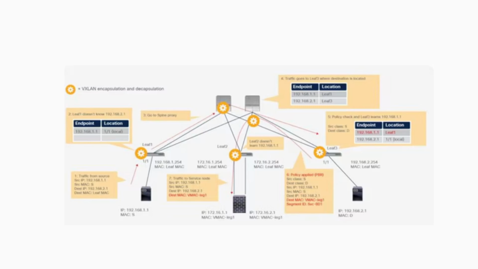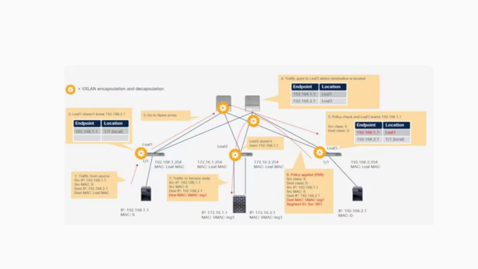This diagram shows an example in which the client EPG is a consumer EPG and the web EPG is a provider EPG with a contract with a service with the policy-based redirect service graph. And the client endpoint generates traffic destined for the web endpoint.